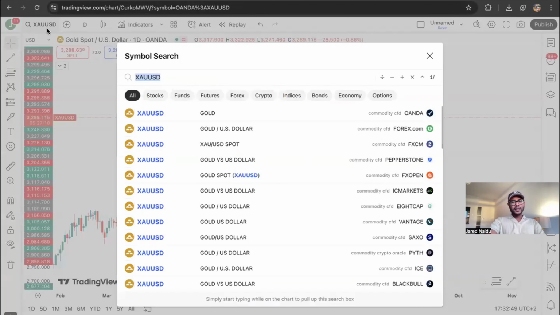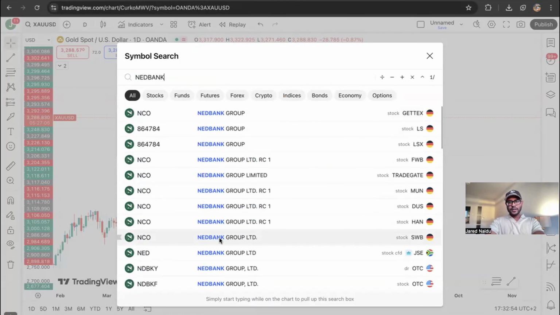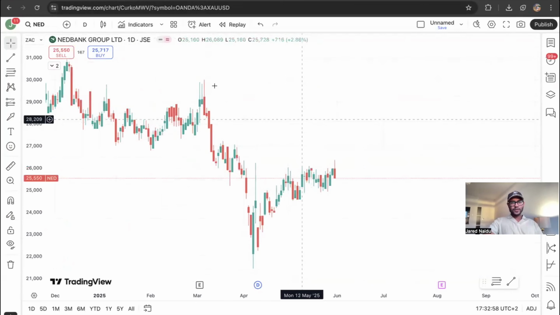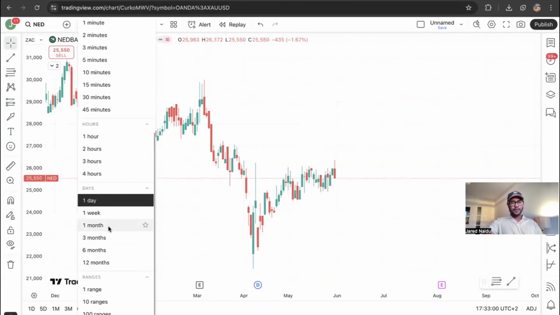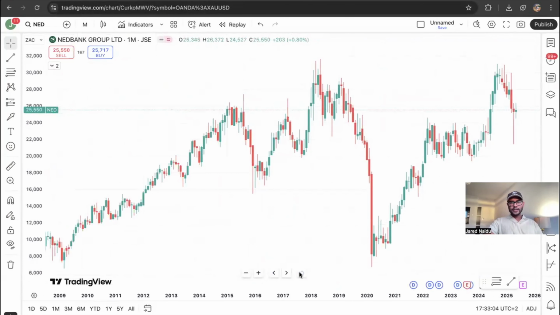If we look at, let's say, NetBank, right? NetBank South Africa. What's happening with NetBank? Let's look at overall. Let's look at a month, right? So overall, we can see that NetBank is bullish, right? They made a very big drop, right? If you time the market from here, well, this is 2020, right?